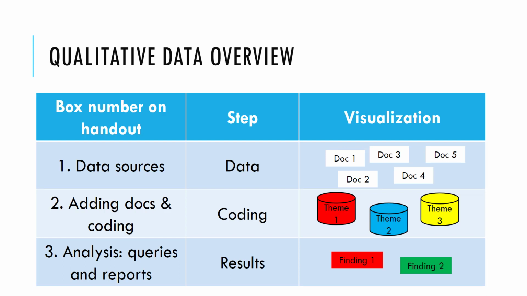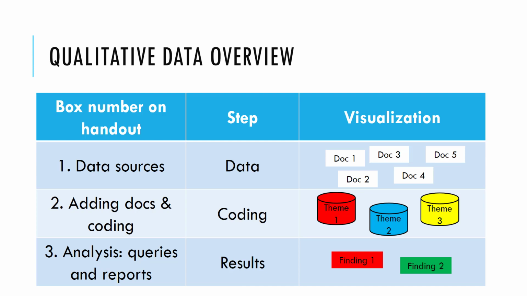So with qualitative data, the idea is that you start with the data sources. The handout that I gave you has little numbers in the boxes, so that tells you the different commands or the steps in the process that correspond with each step in the qualitative data collection and analysis process. As you can see from the chart, you start off with documents in the first step. Those are your data sources. They could be interviews, focus group or individual interviews, pictures, sound files, or videos.